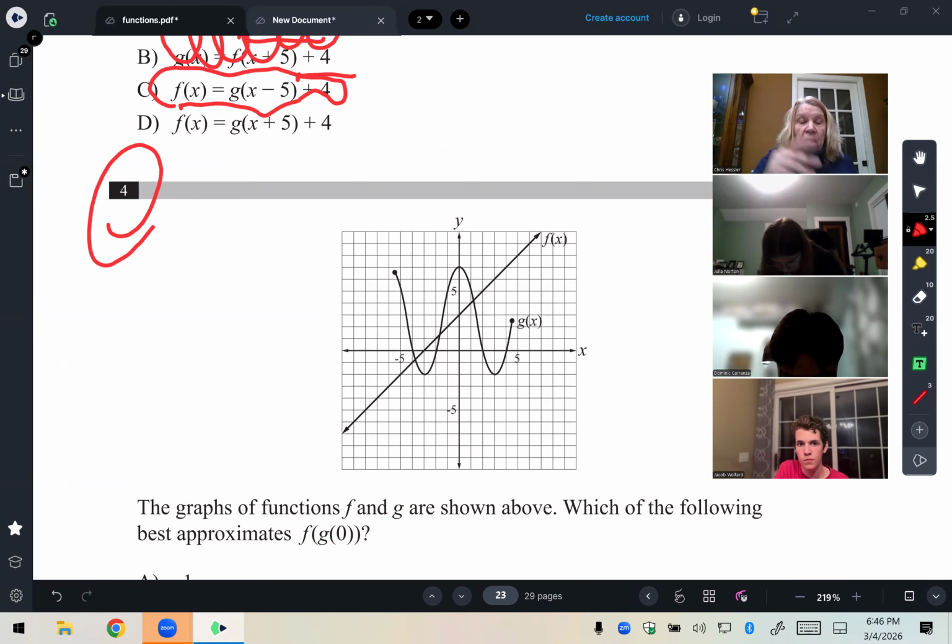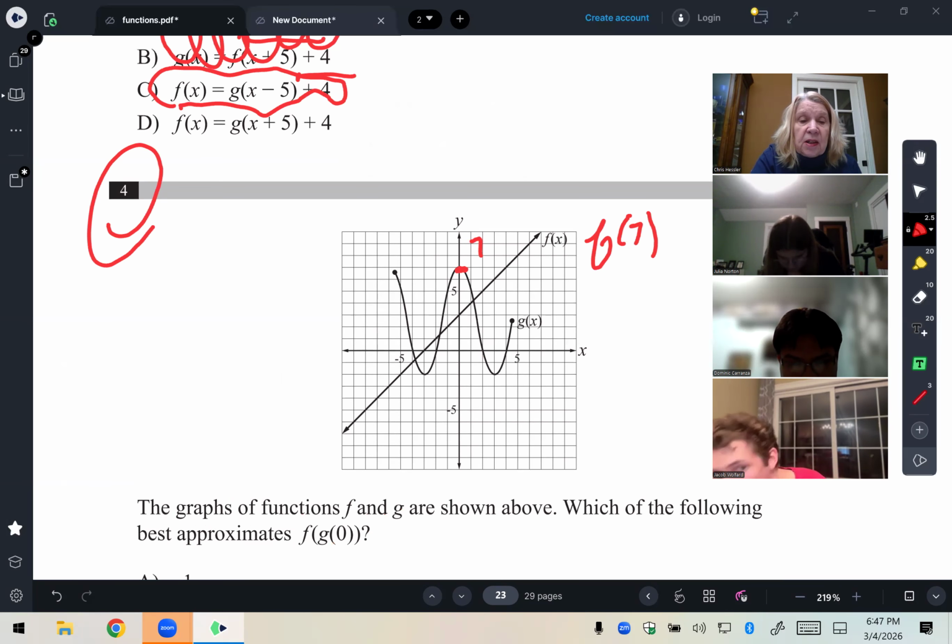Okay. The graphs of functions f and g are shown above. Which of the following best approximates f of g of 0? Well, g is the curve function. So g of 0 is 7. And so f of 7, I'll spare you counting it all up. It's 10.